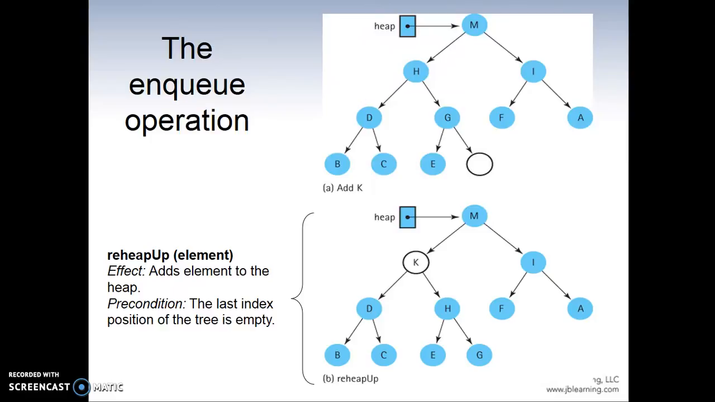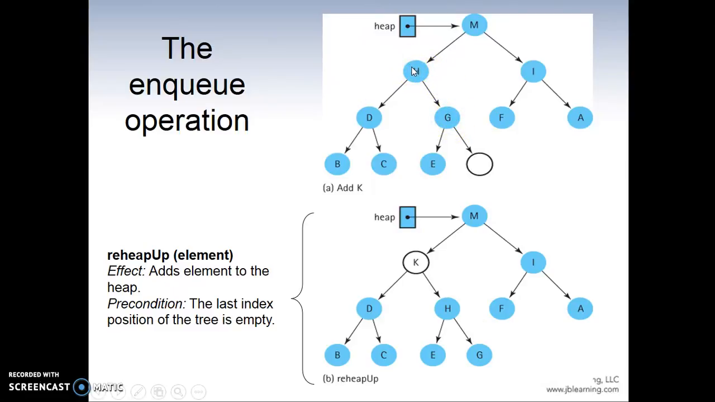So second step, we have to look at the order. For example, I'm going to add K. So K is there. We know that K is greater than G. To keep the property, we have to move K up. We call the reheapUp operation. So K is going to move to where G is, and G is going to move down.